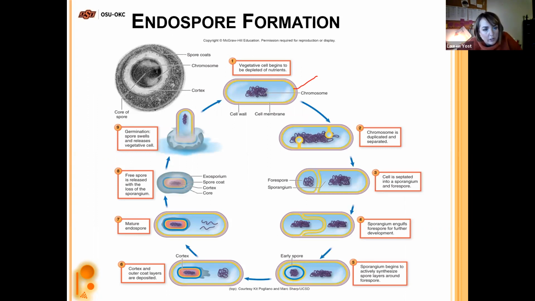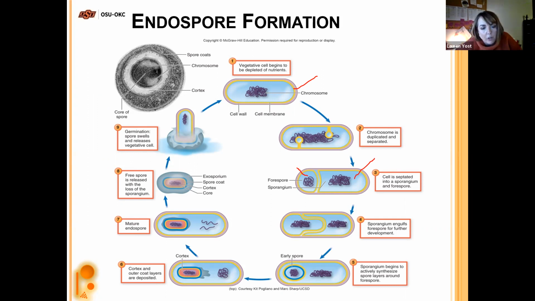A vegetative cell, not real happy, decides it is going to make an endospore. So now it is a sporangium. Okay, so this is the sporangium, and this is the forespore. That's the spore. It's at the one end.